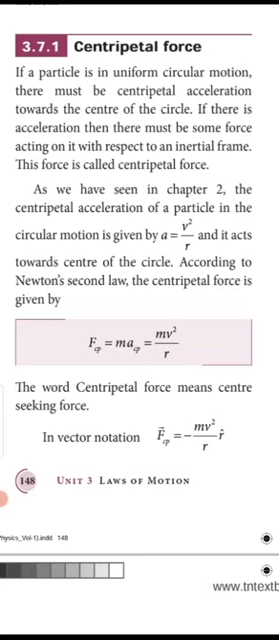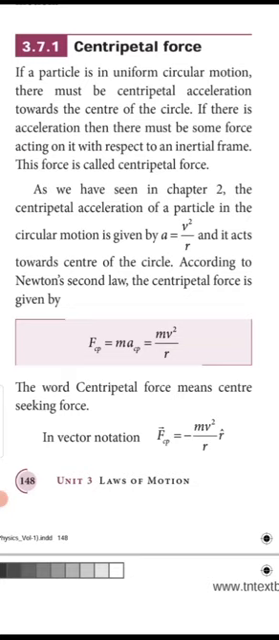According to Newton's second law, F is equal to ma. So the centripetal force is given as F_cp is equal to m a_cp. Writing the acceleration as v square by r, we get m v square by r. The centripetal force means center-seeking force. That means the force is always towards the center. So it is a center-seeking force.